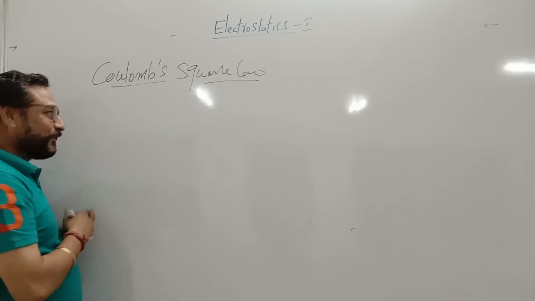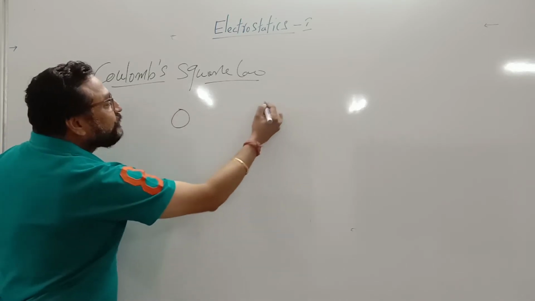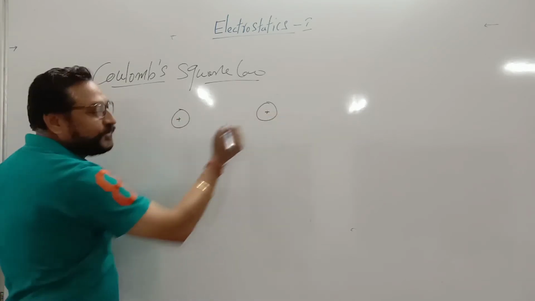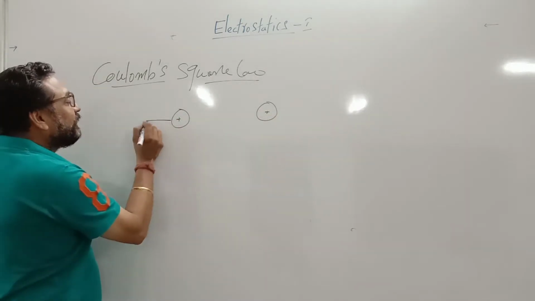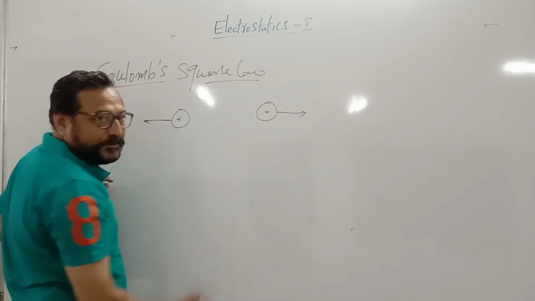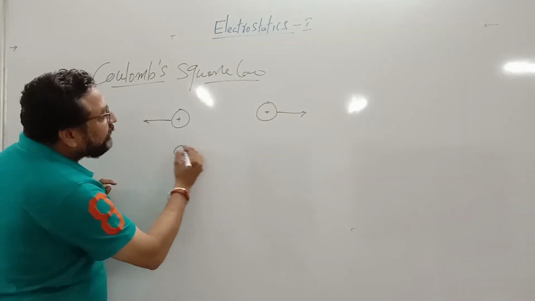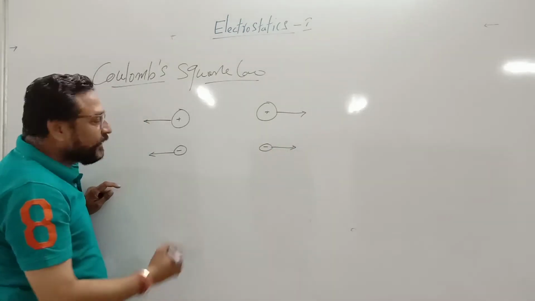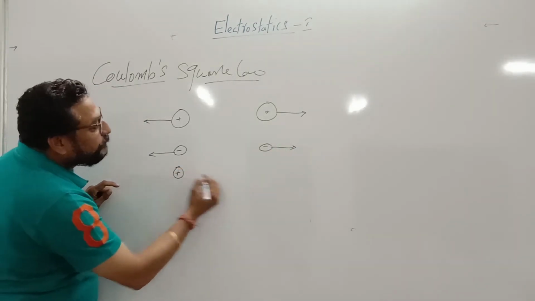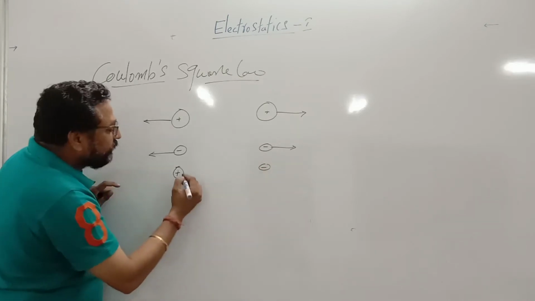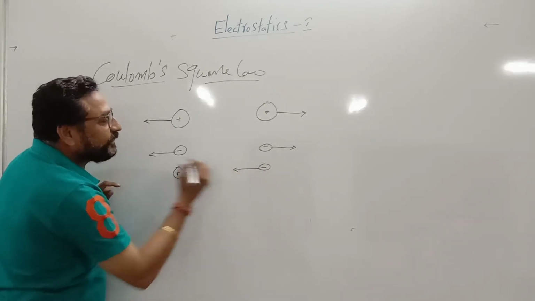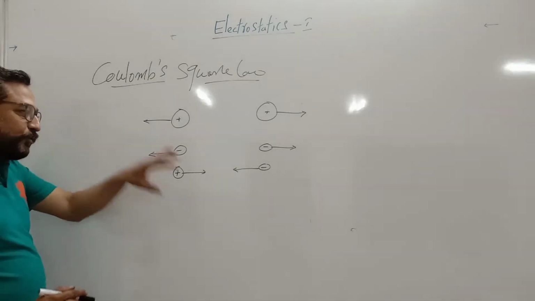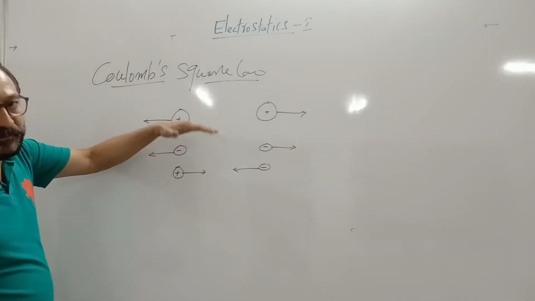in Coulomb's inverse square law, the nature of the charge is more important. If both charges are positive, they repel each other. If both have negative charge, again they repel each other. And if one is positive and one is negative, then they attract each other. It means there are some differences between the force of repulsion and the force of attraction.